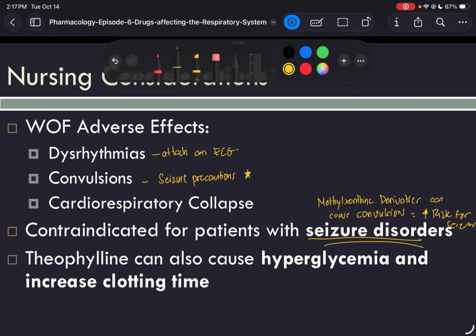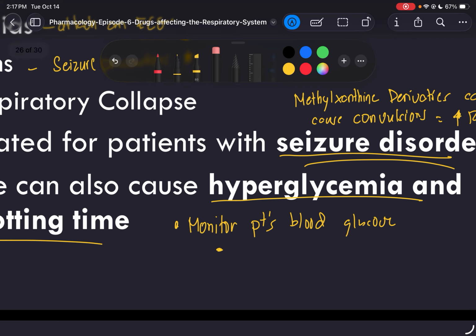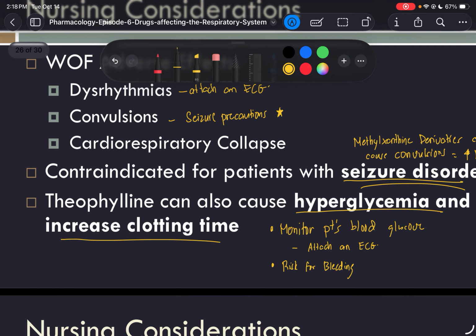Theophylline can also cause hyperglycemia and increase clotting time, so you need to monitor the patient's blood glucose. For hyperglycemia, another thing you're going to consider is you need to attach an ECG. And for clotting time, there is a risk for bleeding, so you still need to consider those.